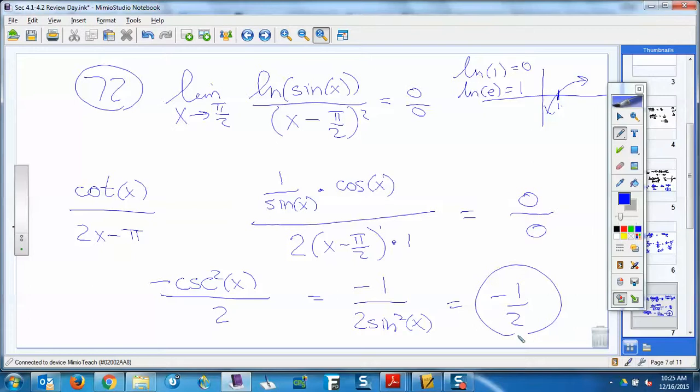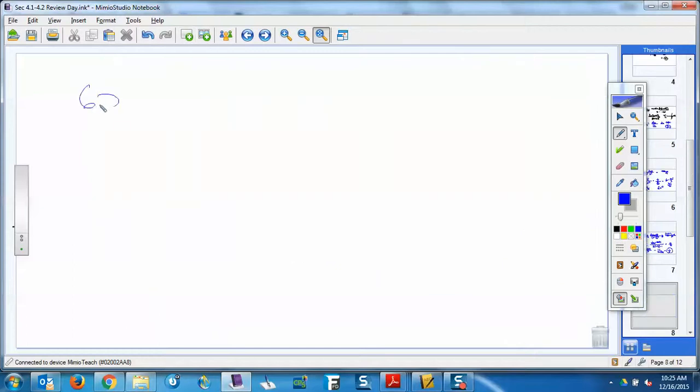Okay? Yes, Lynn. Number 60. What do you got? It is the limit as x goes to 0 of tangent of 3x over ln 1 plus x.